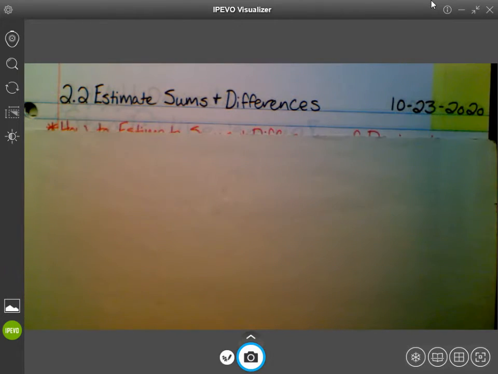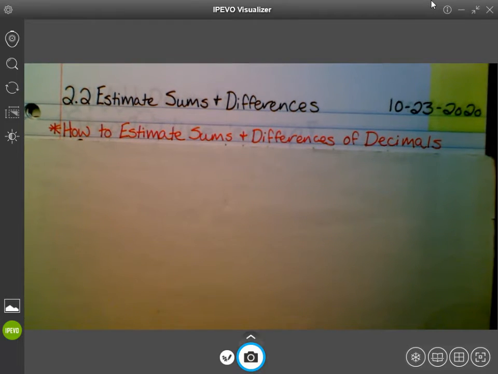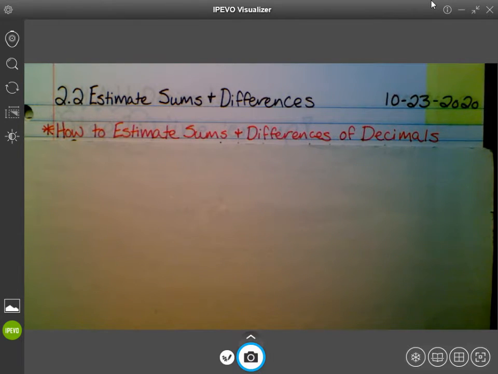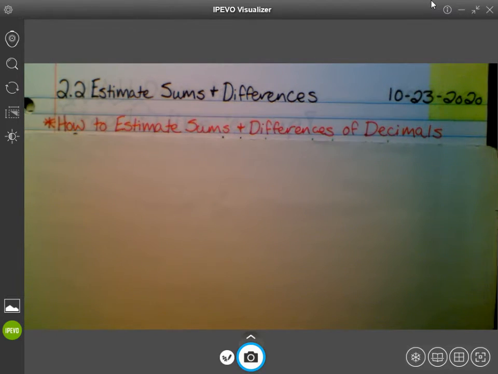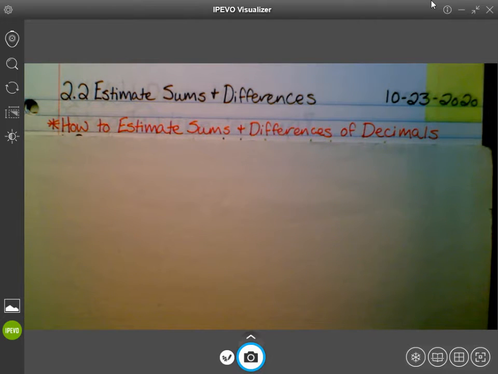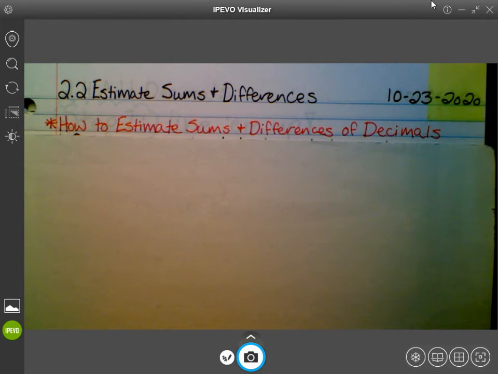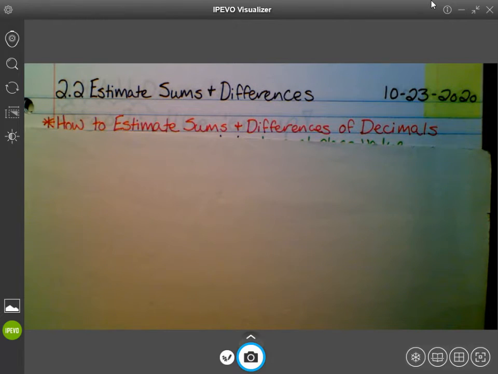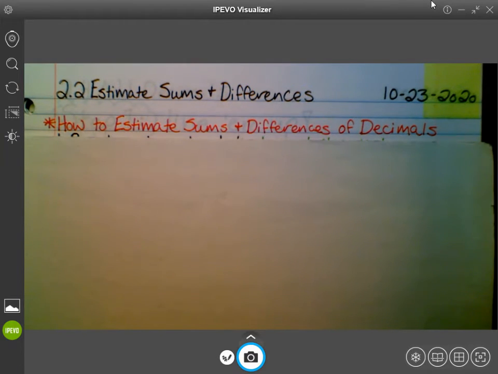So we are going to write down first how to estimate sums and differences of decimals. Because I think you guys are pretty good when it comes to estimating the sums and differences of whole numbers. Decimals, it's very similar, just a little different because we will have digits in the tenths, hundredths, and thousandths places, so we need to know how to estimate with those. So how to estimate sums and differences of decimals.